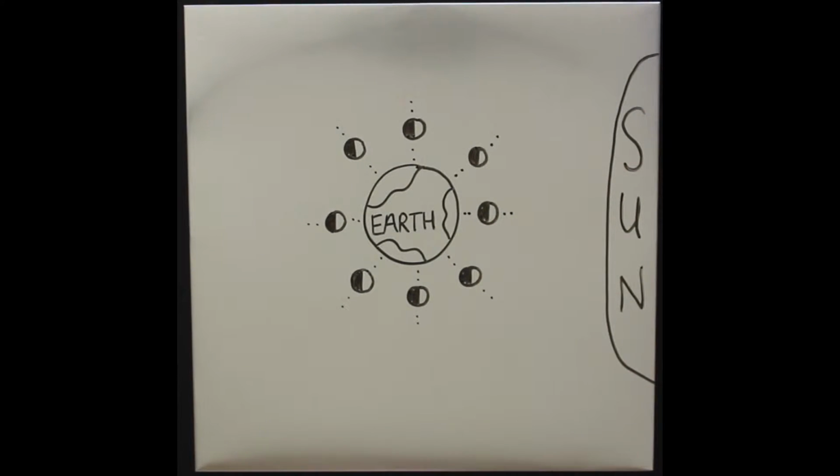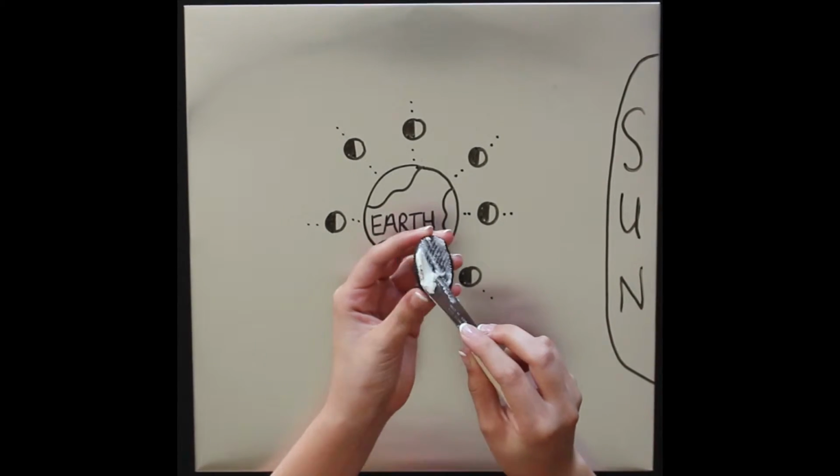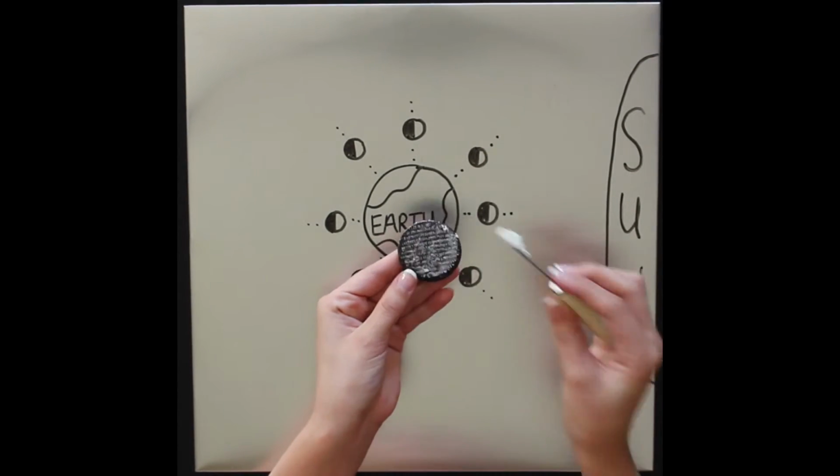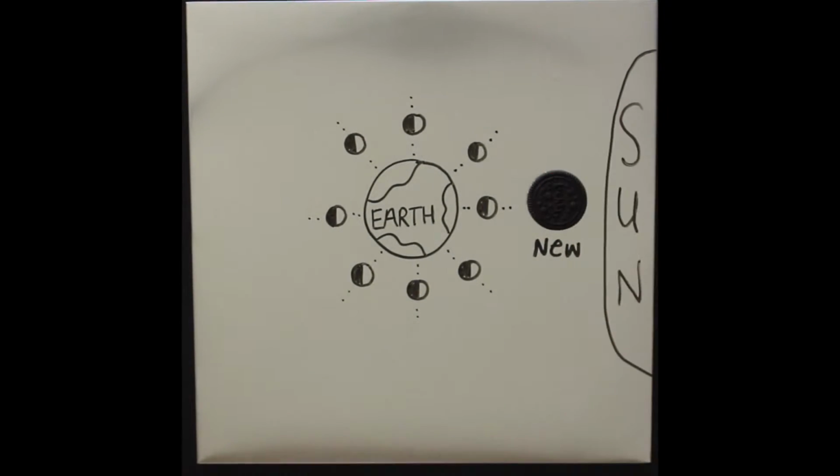When the moon is between the Earth and the Sun, it gets lost in the glare. We face the side of the moon that is not lit up and can't see any of it. This is called the new moon phase. That's not dark enough.